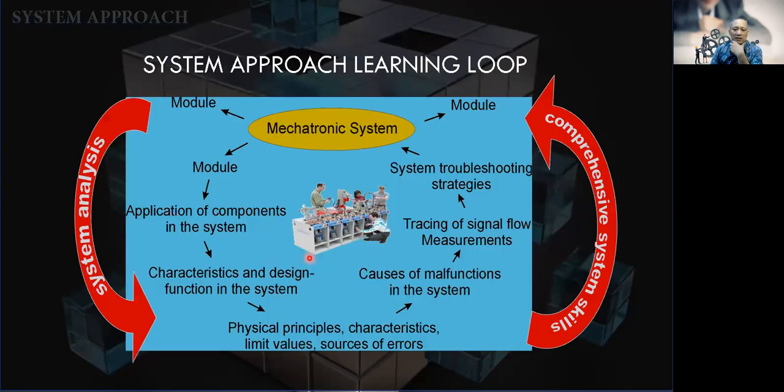Then we find out on this. Okay, so coming back to the system approach learning loop. We start from a bigger system and then go to each module, if we can modularize them, and then go to the application of each component, then the characteristic and design, and then the basic principle of it. Then if there are some problems or malfunctions in the system, we can check the characteristics and the sources of error, trace where the signal flows, and then find the troubleshooting strategies. This also applies to any other subjects, not just mechatronics.